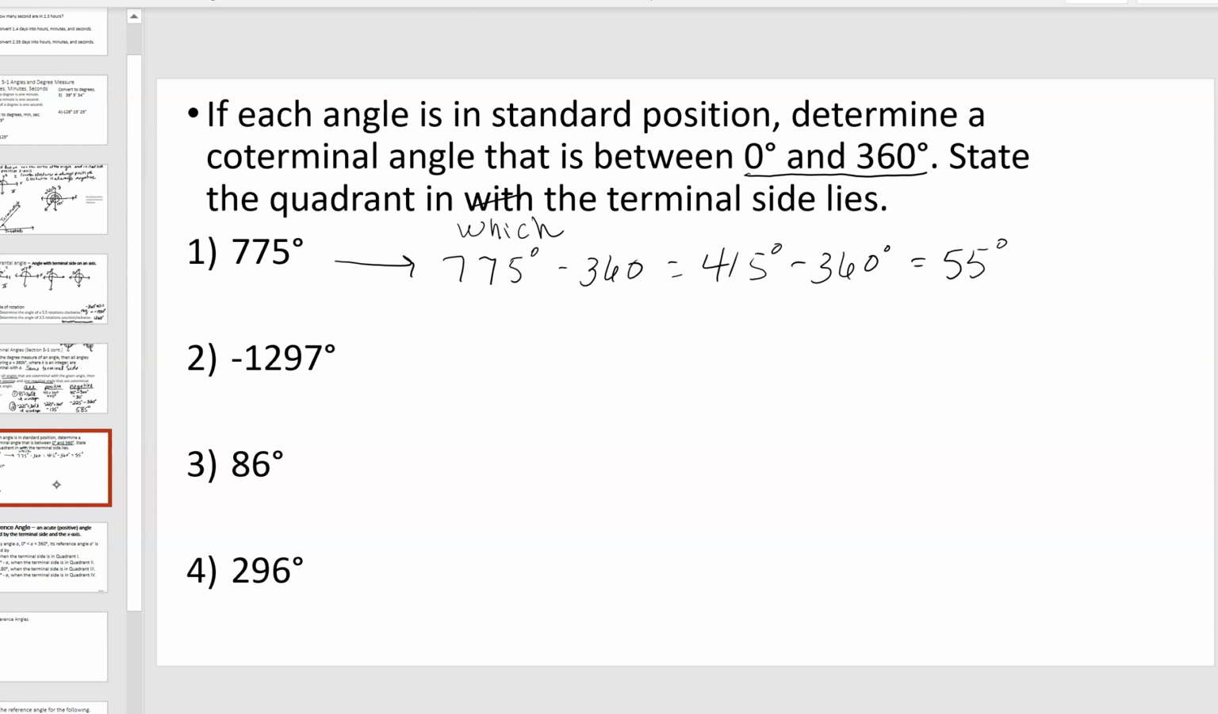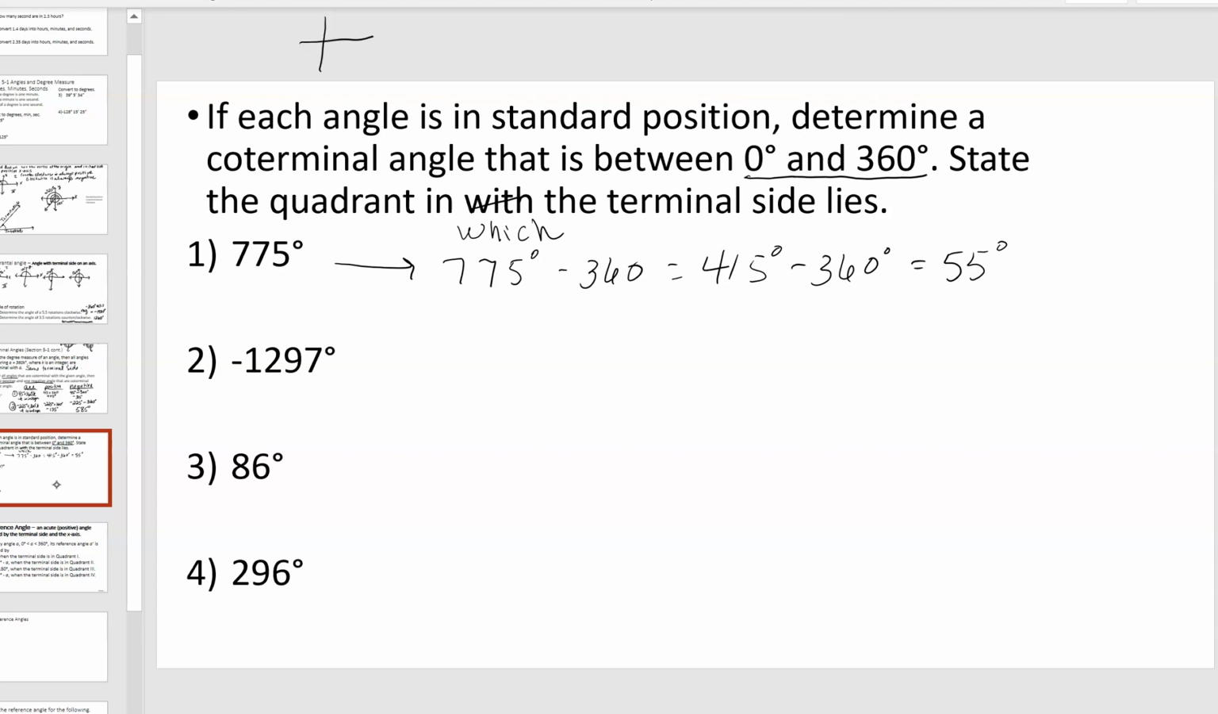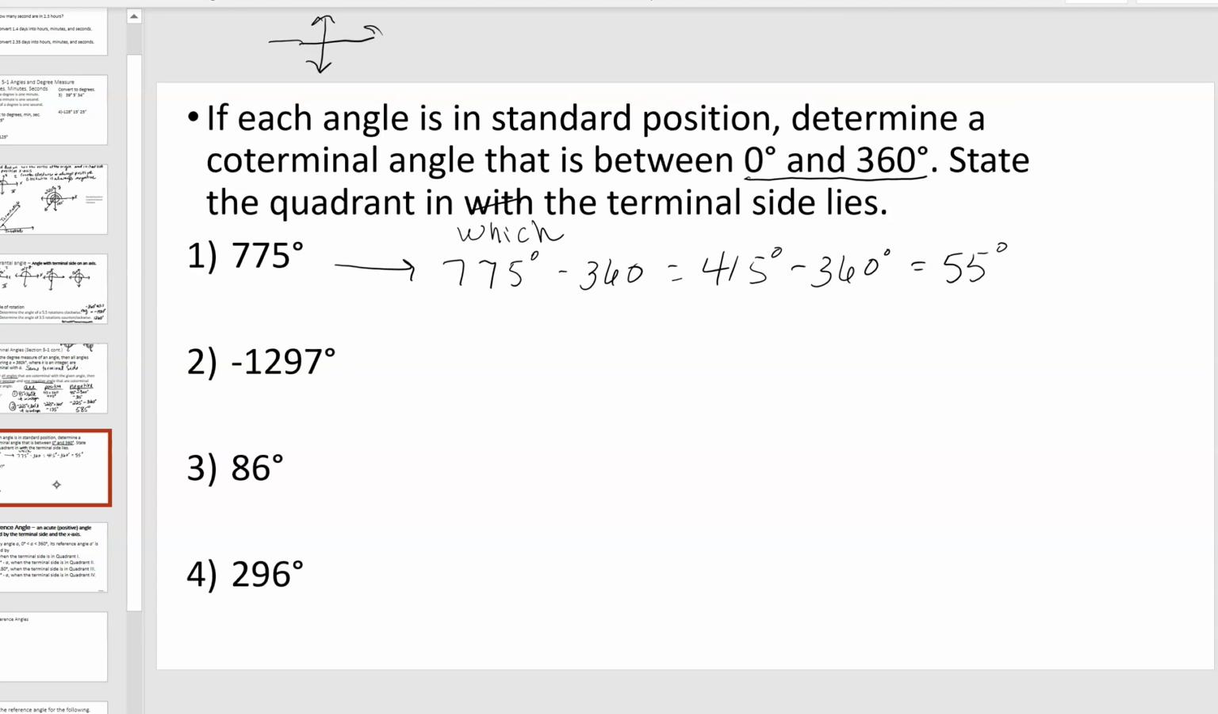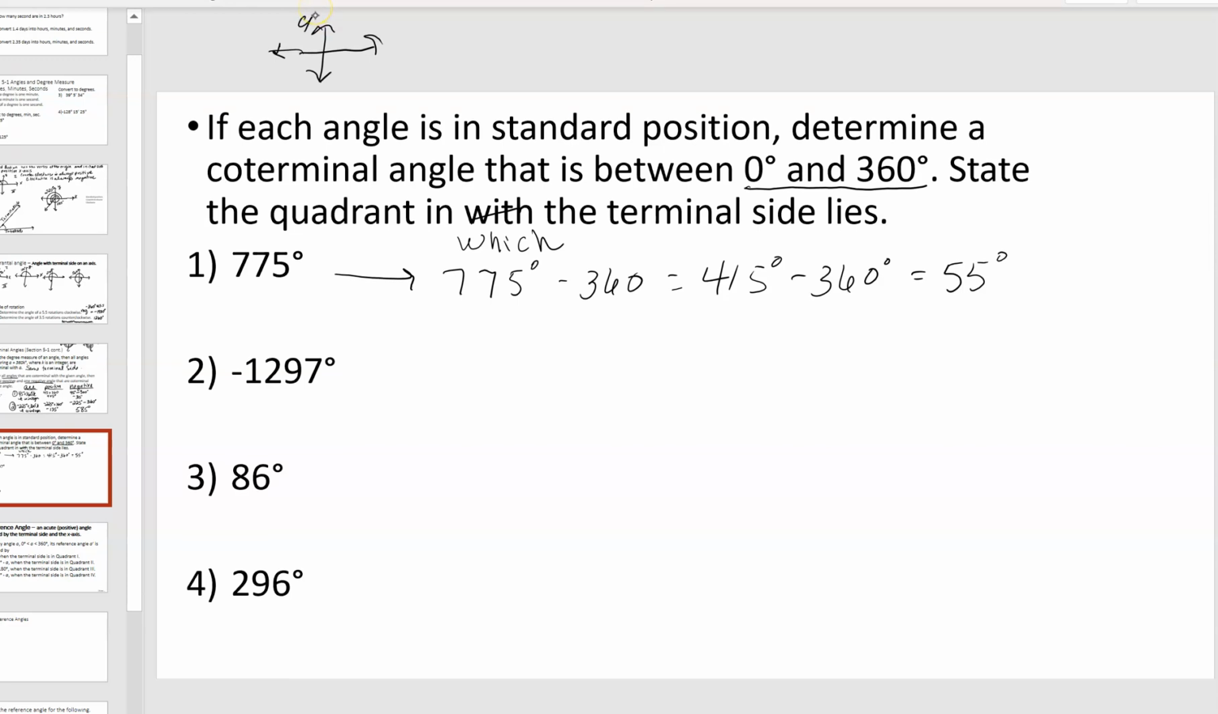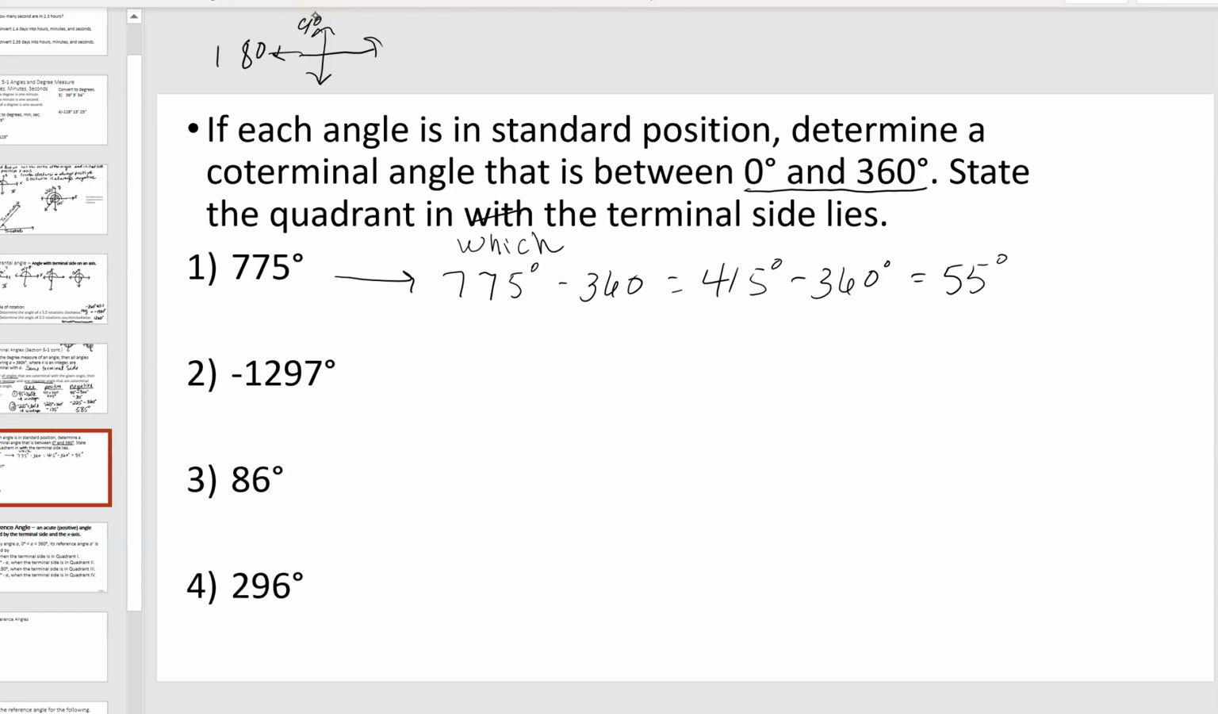Now, what quadrant does the terminal side lie in? This is where we have to think about those quadrantal angles, and I'm going to write it up here. Okay, so this is 90. So we got 90, 180, 270, and then 360 or 0. Okay, so from 0 to 90, 55 is from 0 to 90. This is quadrant 1, quadrant 2, quadrant 3, quadrant 4. So we'll just say quadrant 1. Okay, that's what we've got to do for all of these problems.